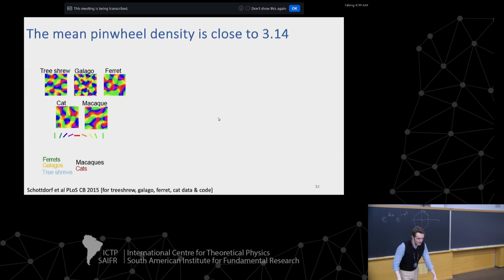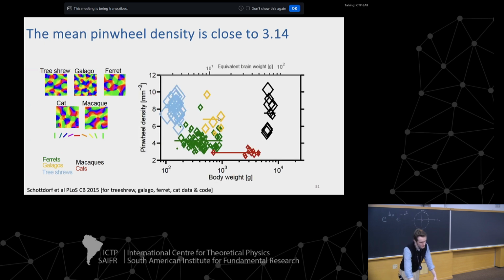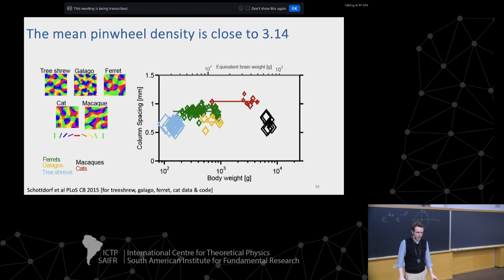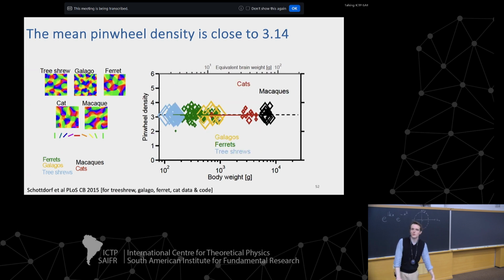Okay, since then we have added a few more species, most importantly cat and macaque. Here's the same kind of plot, this time plotted against body weight. So here you see every single animal, the pinwheel density per square millimeter as a function of the body weight of that specific animal that underwent an imaging experiment, and color-coded are the different species. If we measure the column spacing, again, we are all over the place. The macaques are relatively far out because they are so heavy. Macaque and cats are the heaviest creatures here, and tree shrews are the lightest. And if we now compute the pinwheel density in these intrinsic units, we again find that we are super, super close to 3.14 as the ensemble average.